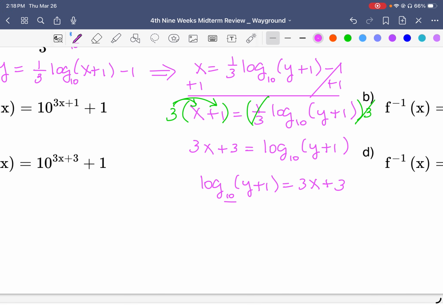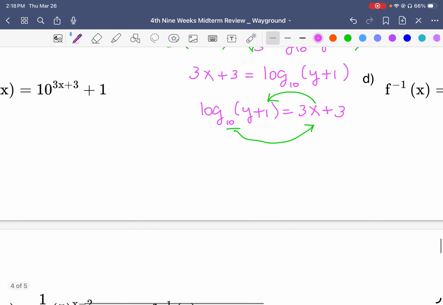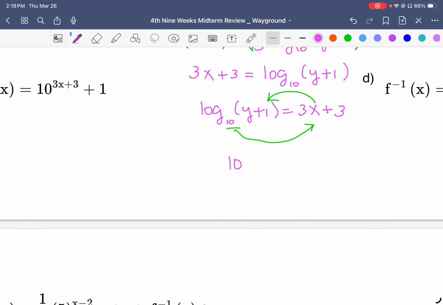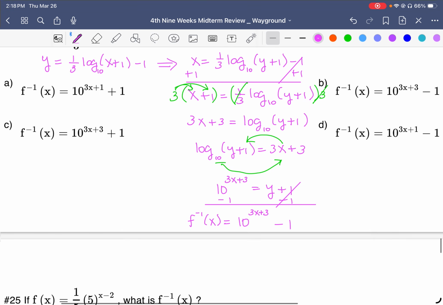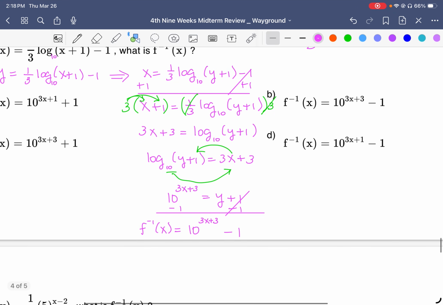Okay, so now I'm going to underline my base. I'm going to go out and back in. I'm going from logarithmic form to exponential form, so it'll be base 10 to the power of 3x plus 3 equals y plus 1. And the last step to isolate y would be to subtract 1 and then write y as the inverse of f of x. So the inverse of f of x is base 10 to the power of 3x plus 3, and then outside the exponent a minus 1. Okay, so notice that that matches answer choice B as in boy.